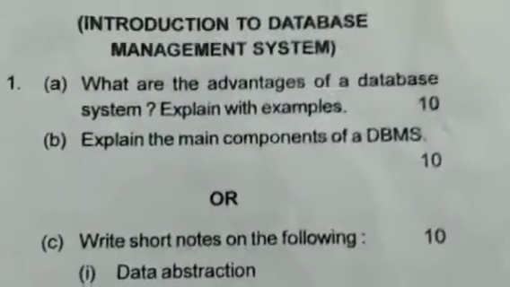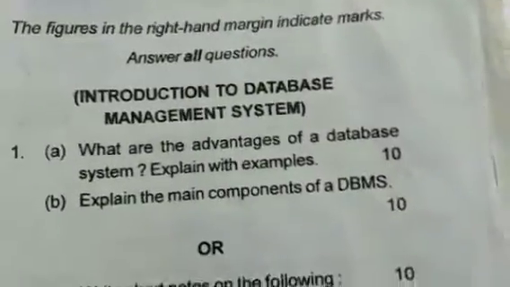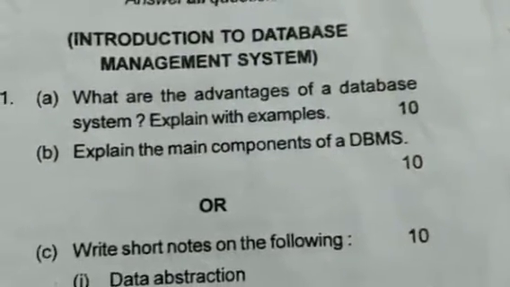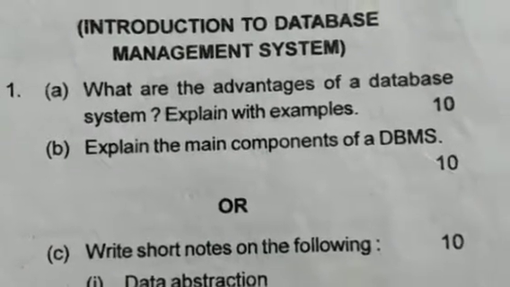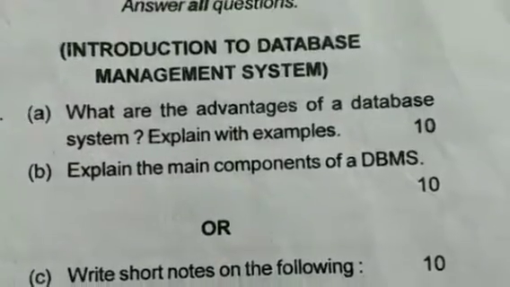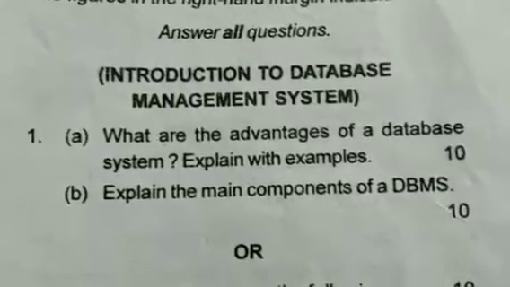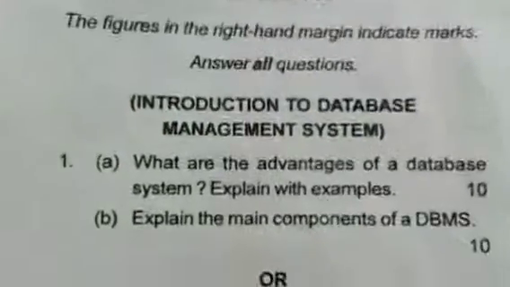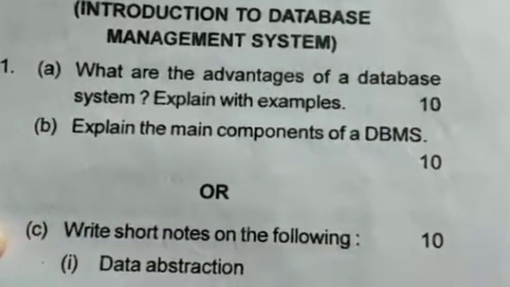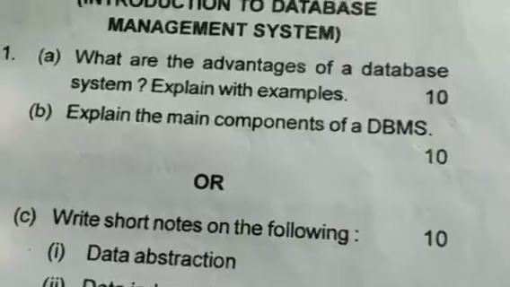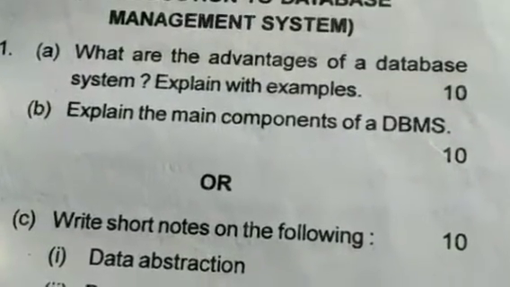Okay, five important components we have discussed, like your data, hardware, software, user, data manipulation facilities, procedures, all the things. The five components we have discussed, that thing we are writing here. Then, write short notes on the following: data abstraction, data independence.